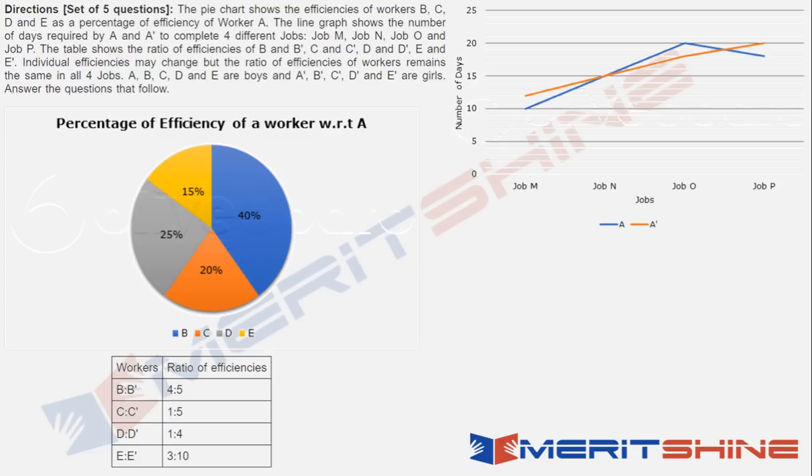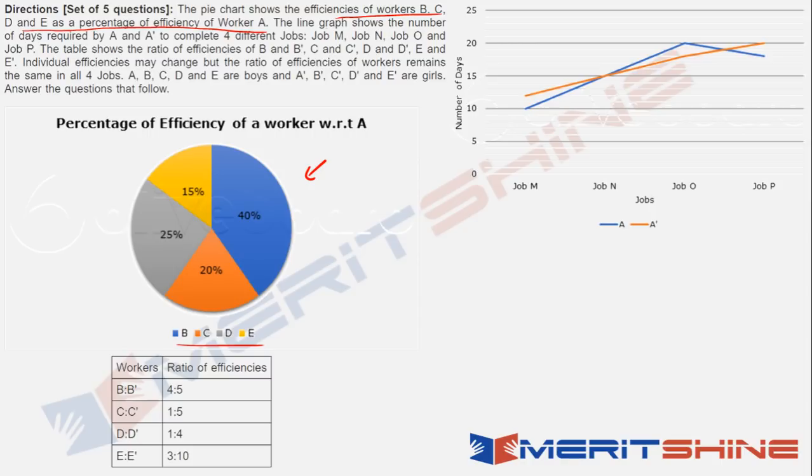It shows you a pie chart here, which shows the efficiencies of workers B, C, D as a percentage of the efficiency of worker A. So that's the simple part of it. This pie chart shows you the relative efficiencies of A, B, C, D, E. Here is the legend: B is blue, C is orange, and likewise with respect to the efficiency of A. So if the efficiency of A is 100, the efficiency of B would be just 40. It works like this. Good.